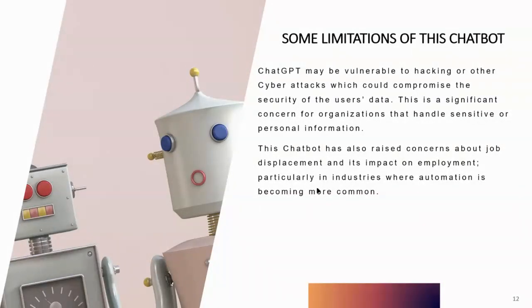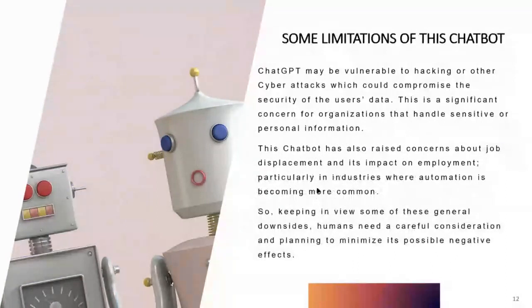Okay, now, you might have heard, oh, ChatGPT is going to snatch your jobs, you see? But somehow, this is true. How? This chatbot has also raised concerns about job displacement and its impact on employment, particularly in industries where automation is becoming more common. Keeping in view some of the general downsides, humans need careful consideration and planning to minimize its possible negative effects.